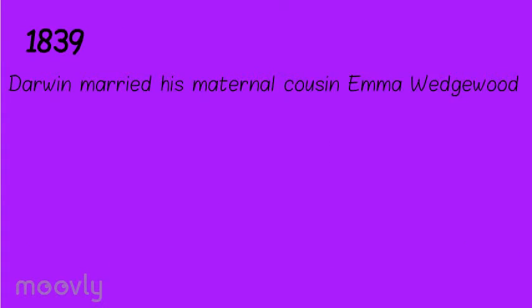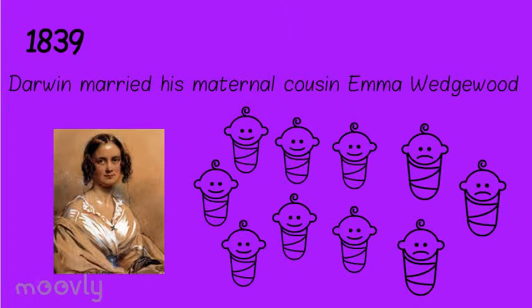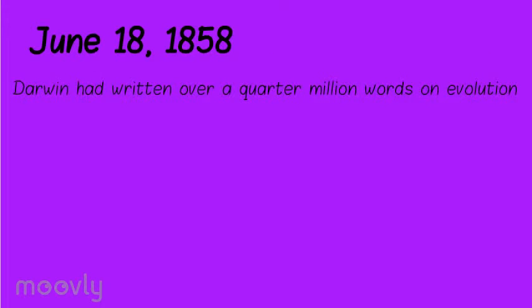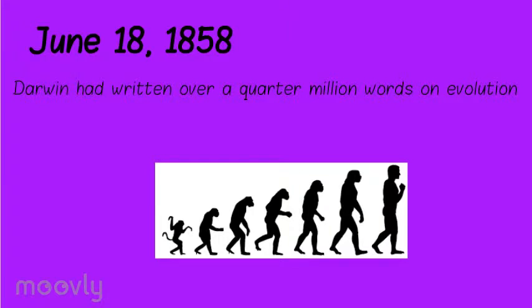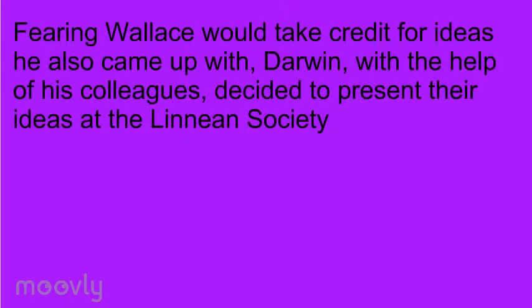Meanwhile, in 1839, Darwin married his maternal cousin Emma Wedgwood. Together they had 10 children, but 3 died at a young age. Although Darwin became ill, he continued researching and publishing throughout the 1840s and 50s without actually publishing anything about evolution. By June 18, 1859, Darwin had written over 250,000 words on evolution. On that day, he received a letter from Alfred Russel Wallace, an admirer of Darwin, who proposed a theory that was similar to his ideas that they both came up with independently.